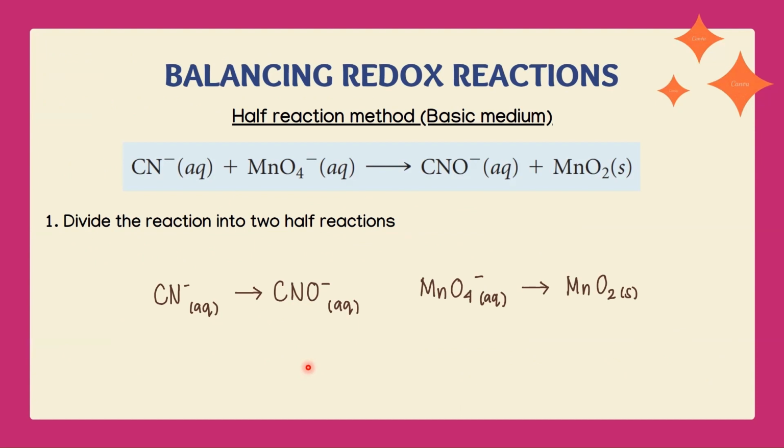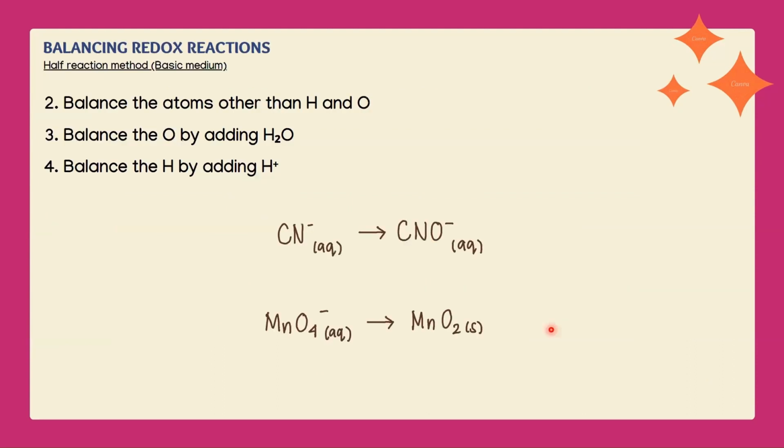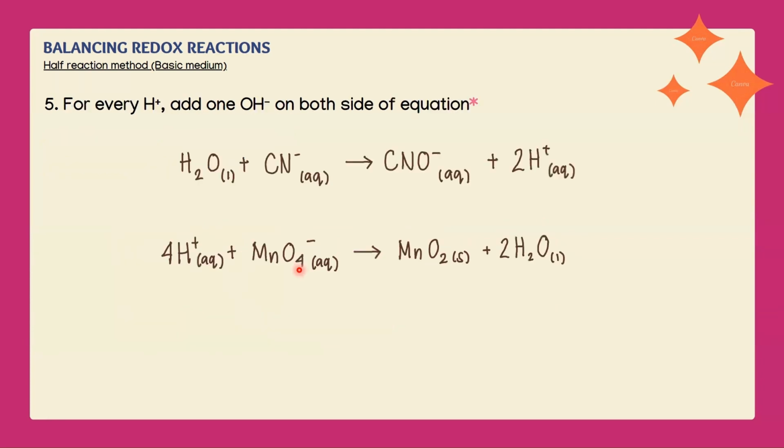So we will just repeat the first step in which we need to divide the reaction into two half reactions. We will also repeat what we have done in the second step, but for this case, we could see here that the carbon and the nitrogen are already balanced, and also for the case of manganese here. So we don't need to put any stoichiometric coefficient. We will also repeat what we have done on steps 3 and 4, where we will balance the oxygen by adding water and balance the hydrogen by adding hydronium ions. Now, this distinct additional step is what makes it different from the last time we did it in an acidic medium.